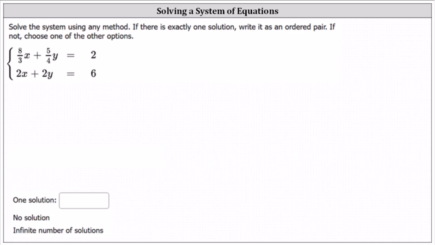We want to solve the system of equations using any method. Let's use the method of elimination, but before we do so, let's clear the fractions from the first equation. Notice right now we have a denominator of 3 and a denominator of 4. We can clear the fractions from the equation by multiplying both sides of the equation by the least common multiple of 3 and 4, which is 12.